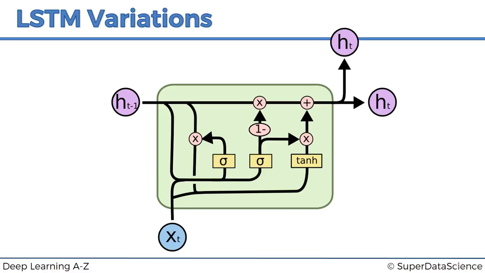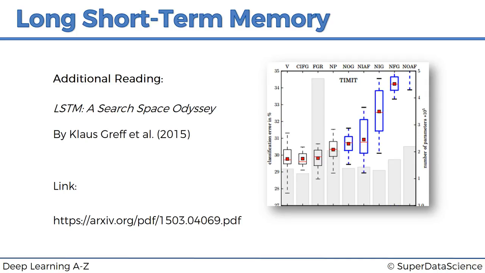So there we go. Those are the three LSTM variations. There are lots of other ones. A good paper to check out is called LSTM: A Search Space Odyssey by Klaus Greff and others, 2015. There they compared quite a few different LSTMs. You might like this research that they did.